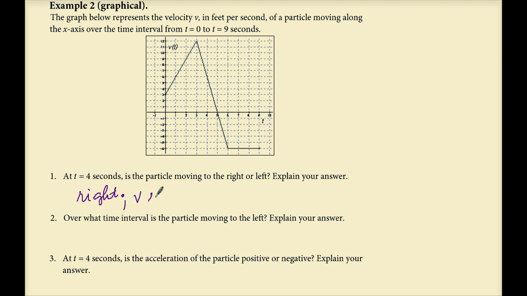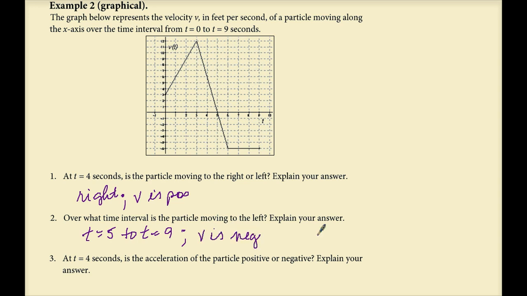Why? Velocity is positive. Over what time interval is the particle moving to the left? And explain your answer. The particle will be moving to the left when the velocity is negative, and that's happening from time t equals 5 to time t equals 9. So t equals 5 to t equals 9 is when the particle is moving to the left. That's where velocity is negative.